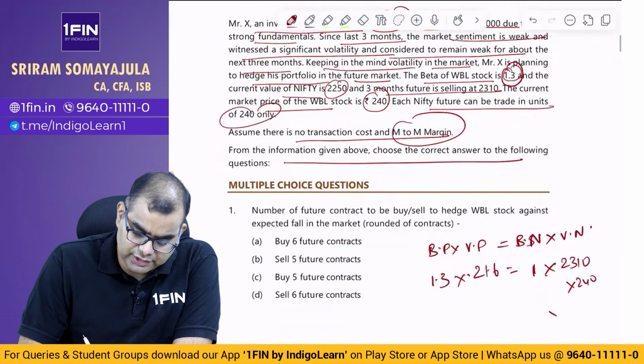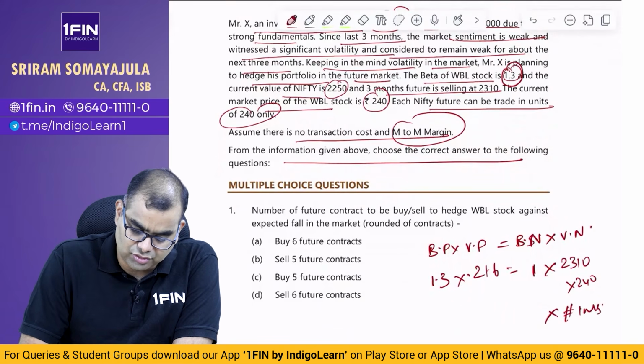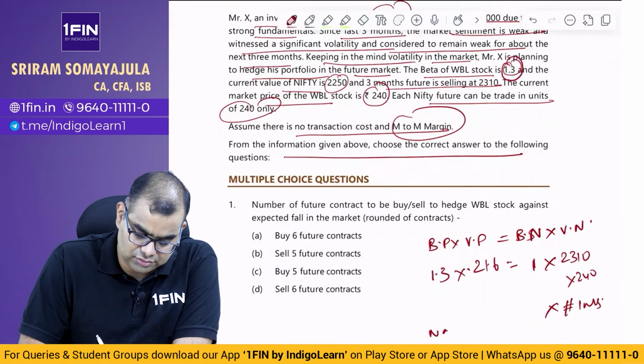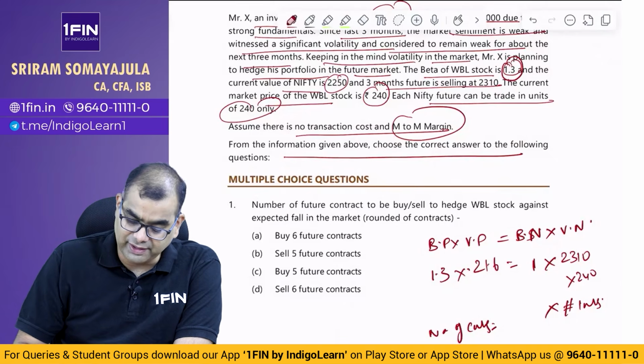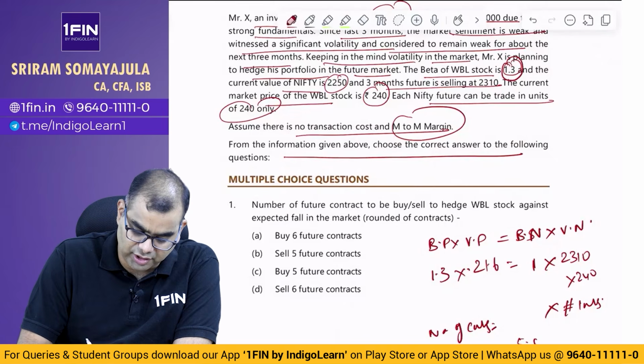240 units into number of lots. Okay, so number of lots, or number of contracts, is equal to 21,60,000 divided into 1.3 divided by 2310 divided by 240. You get 5.06.